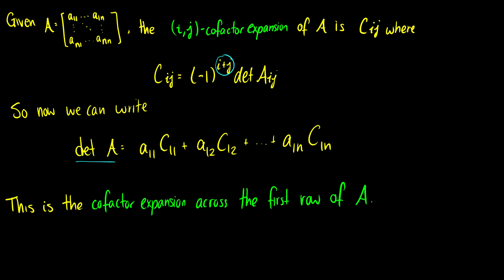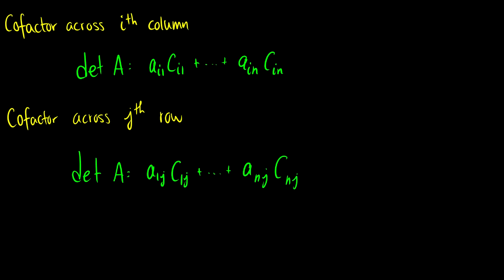Also, now we don't have to do it exactly across the first row. This example here is the cofactor expansion across the first row, because our entries are all in the first row, going from 1,1 all the way up to 1n. The nice thing is that we can do this along the ith column or across the jth row. We can do this forever.